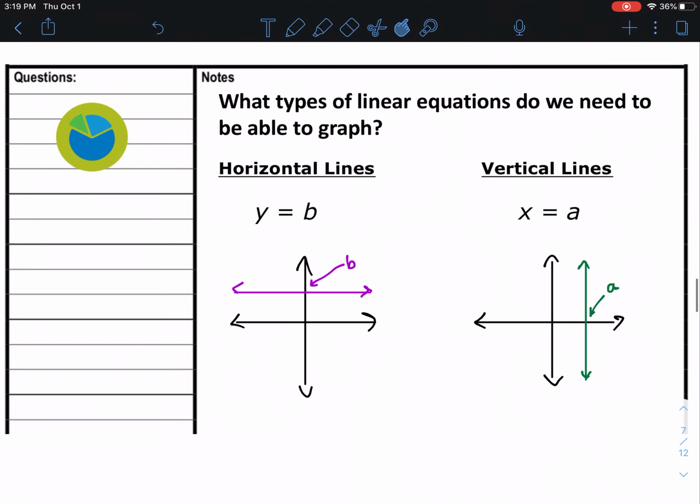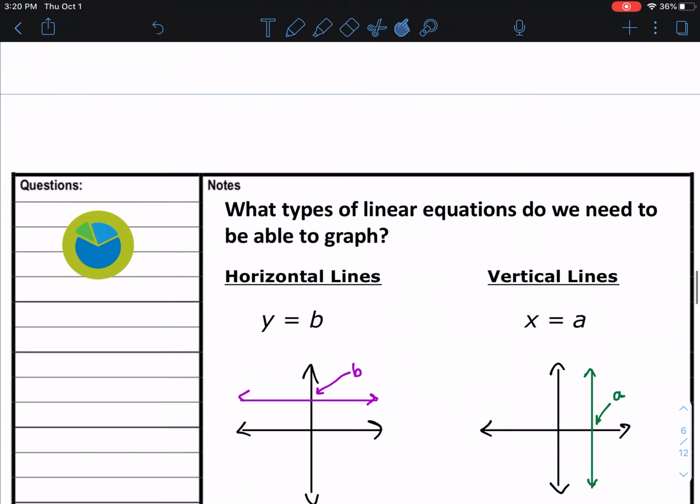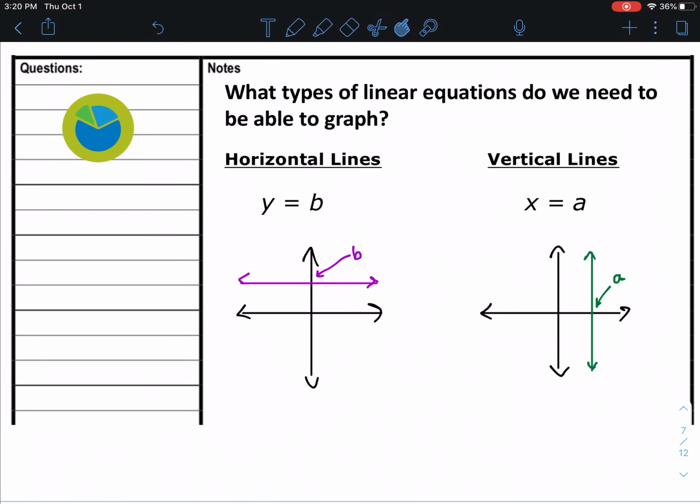Okay, what types of linear equations do we need to be able to graph? Well, 2 more. These are 2 special ones that look a little bit weird, and that is horizontal lines, which you'll just see y and then a number, like y equals 5. And that's a horizontal line that crosses the y-axis at 5. If you remember b, up here where we see b is our y-intercept, so it's where it crosses the y-axis. So that purple line would cross at whatever the y-intercept value would be.